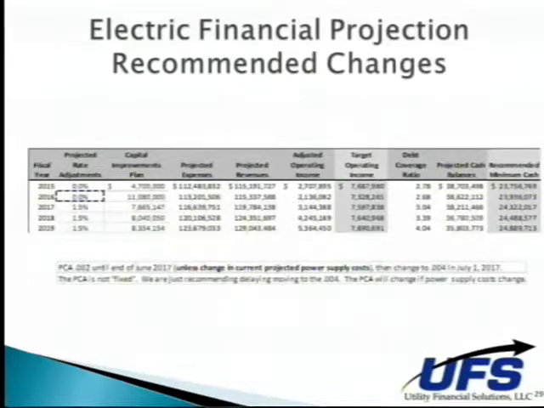If I wanted to meet that $7 million target operating income, I would need, on page 15, table 2, I would need a 4.3% rate increase. We are not recommending that, okay? We're recommending smoothing that out over time, specifically with a 1.5% rate increase in 2017.